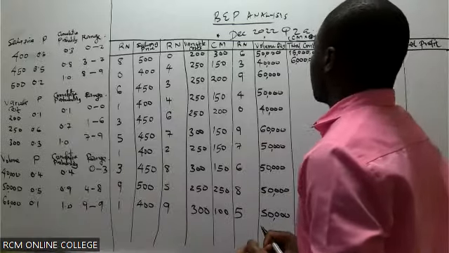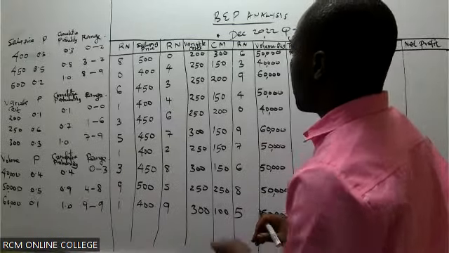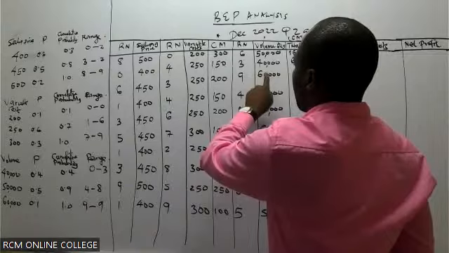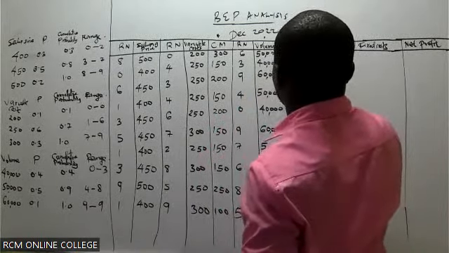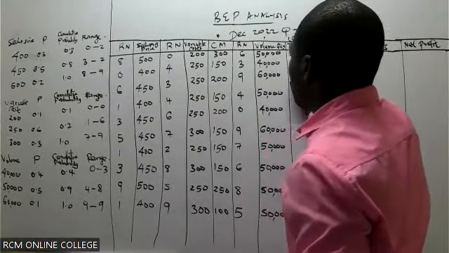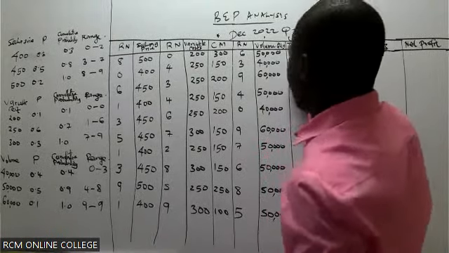$600. Good. How about the other one? 200 by 60. Is it 1.2 or 12 million? 12 million.